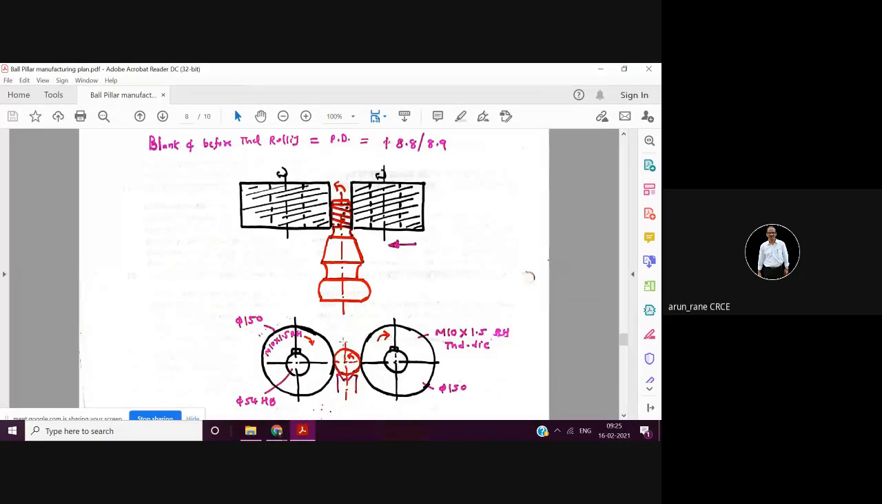So this is what is engraved, which you can see on the thread rolling die, that is M10 by 1.5 right hand. Then again M10 by 1.5, it is clearly engraved on the die so that you can identify. This is diameter 54 H8. H8 is nothing but the tolerance, so that this can be mounted on a shaft. And this is the V rest on which the component is rested.